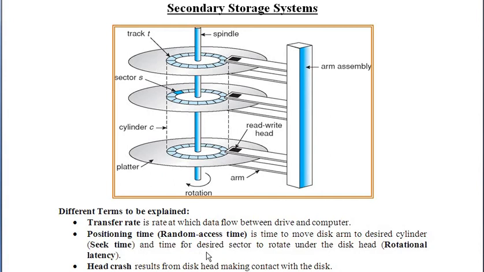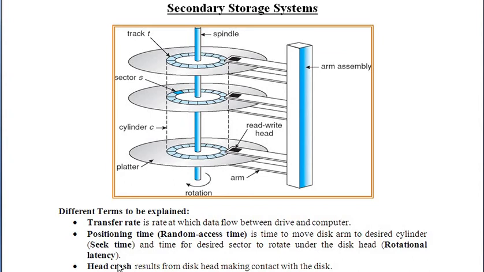And the time for the desired sector to rotate under the disk head is called rotational latency. So two things happen in positioning. One is bringing the arm to the cylinder, and from there to the sector, and only then will I get the information. So it has two components: one is seek time and the other is rotational latency. You know that it is a kind of delay.